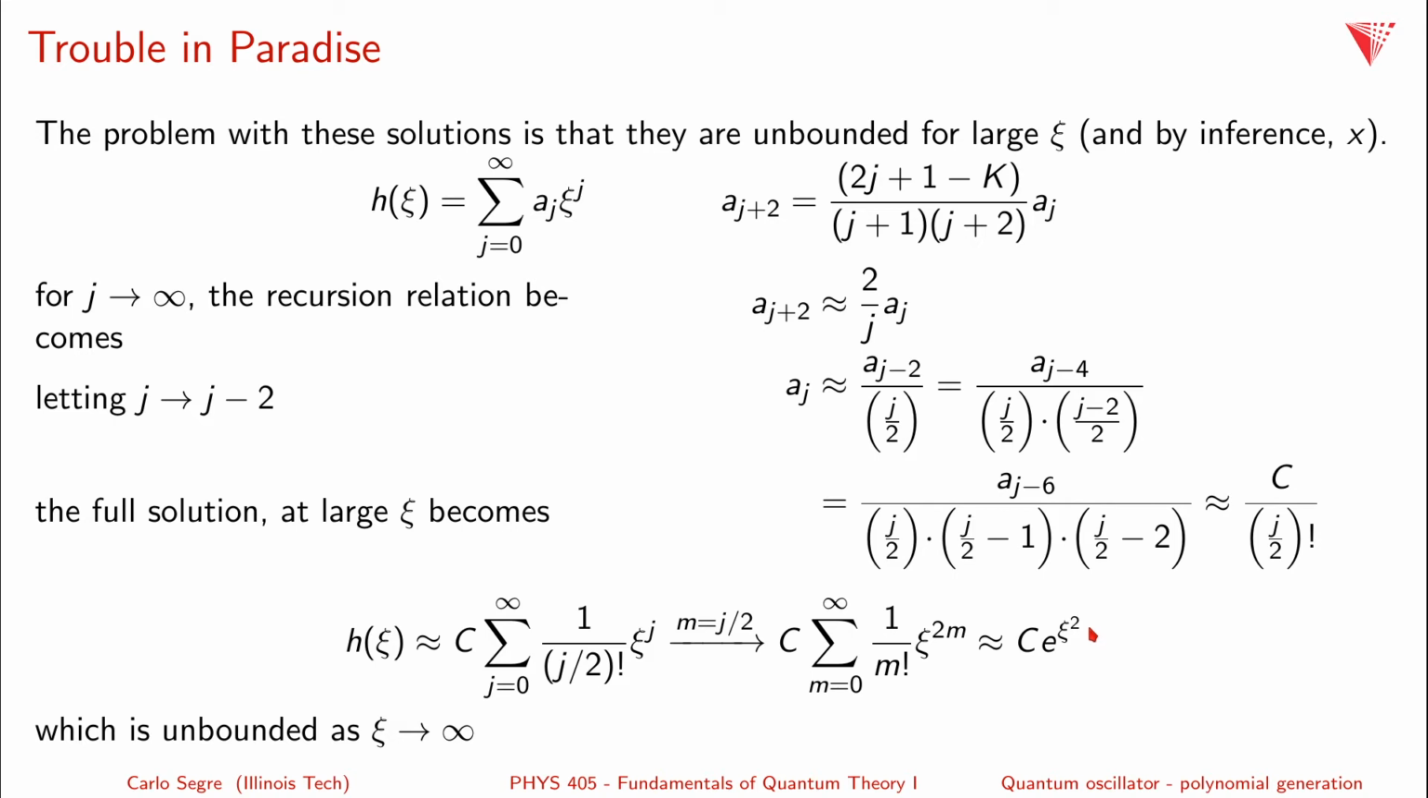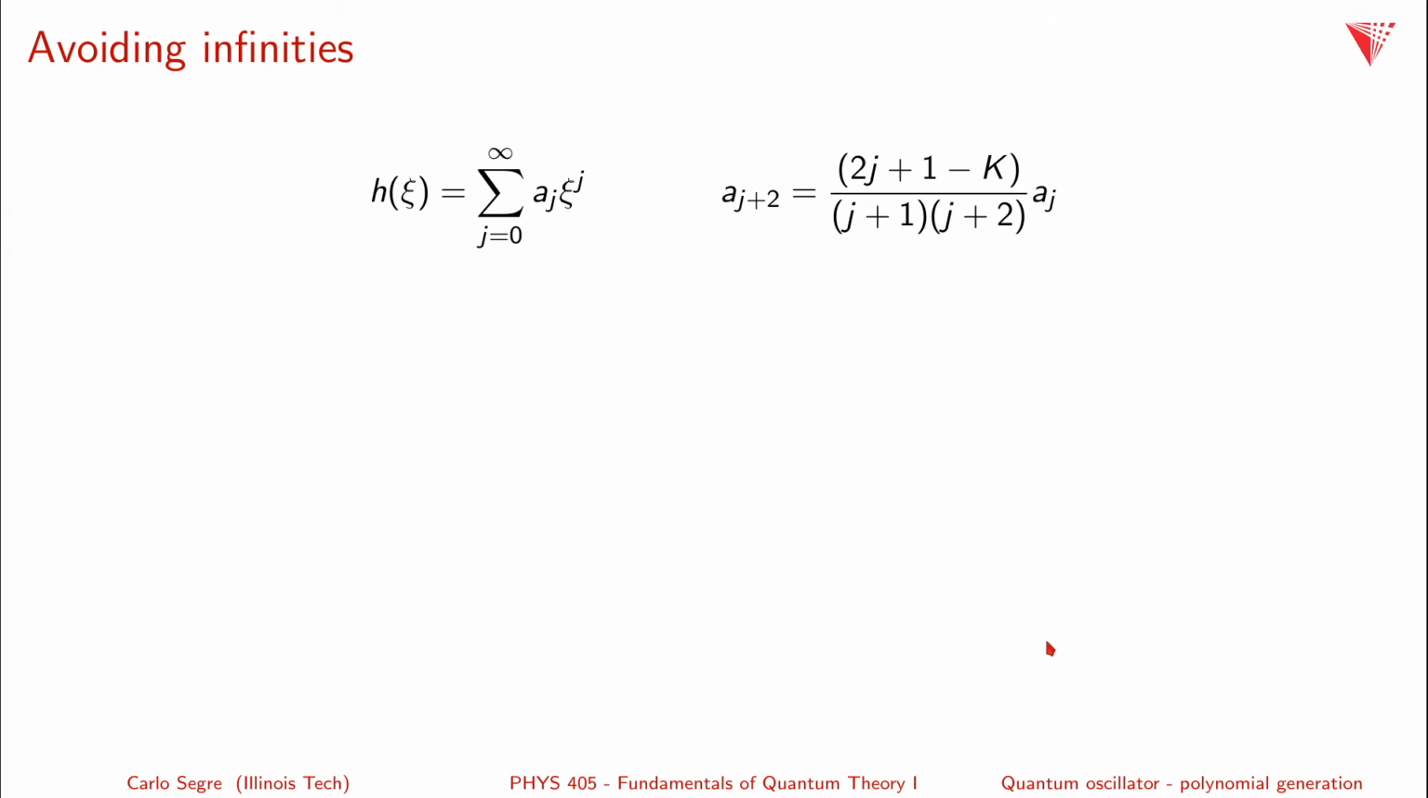So the fact is that this goes faster than the exponential decrease, because this is the exponential squared, and before, the other part of the solution is e to the minus c squared. So clearly this doesn't go to 0. So how do we avoid that?